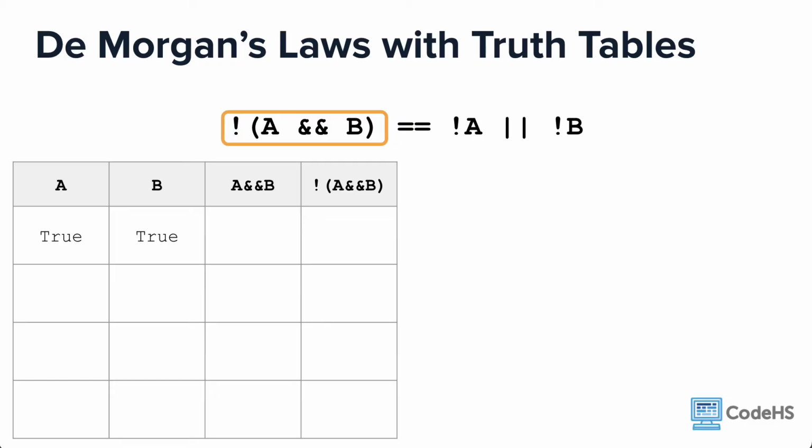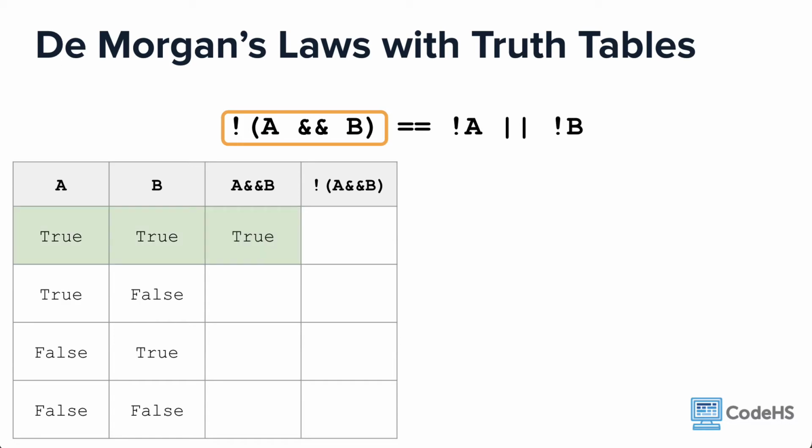The first possible combination for the value of A and B would be true and true. Another combination is that A can be true and B can be false. A third combination is A can be false and B can be true. And lastly, A can be false and B can be false. That's every combination possible. Now let's look at what happens with A and B in each case.